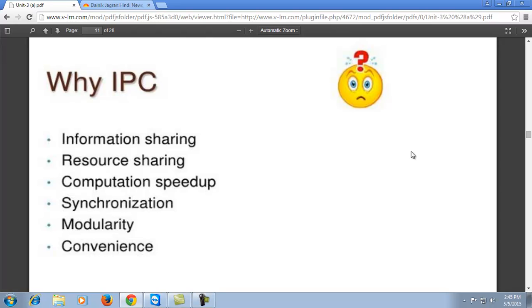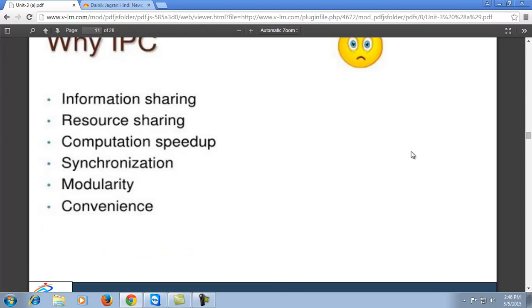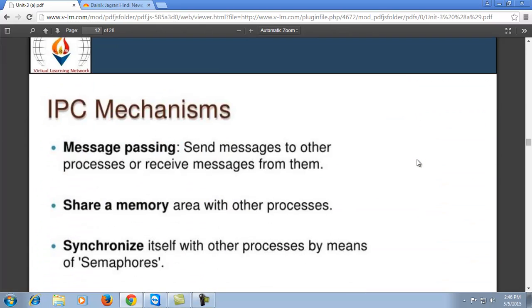IPC stands for inter-process communication, and we can give some answers or examples which we discussed earlier, like information sharing, where we need IPC, inter-process communication. For resource sharing, computation speed up, synchronization, modularity and convenience. These are some points for sharing the data and for requiring IPC between two or more than two processes. Now come to the next topic, the IPC mechanism.